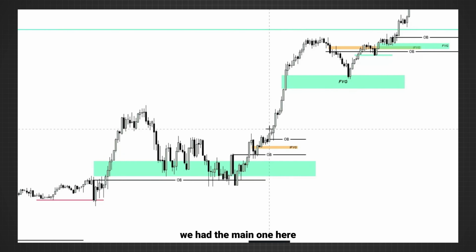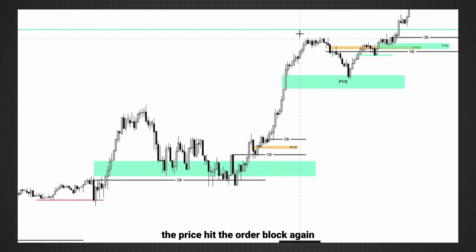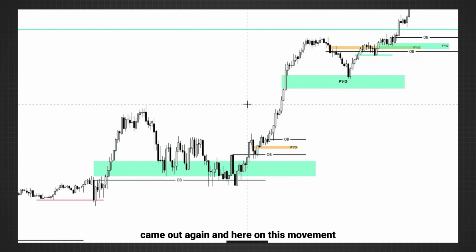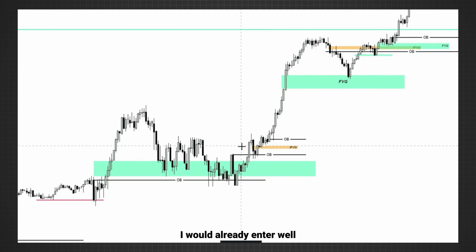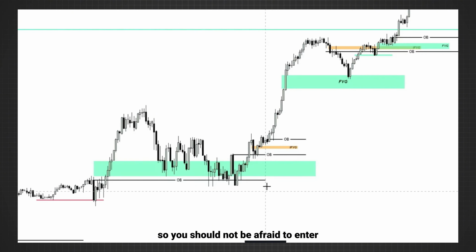But for this, you need to understand what is happening and form the context of this liquidity. We had the main one. Here there was a breakthrough of the structure. The price hit the order block again, went higher, rolled back, came out again. And here on this movement I would already enter. Well, sometimes the price goes without me, so you should not be afraid to enter.